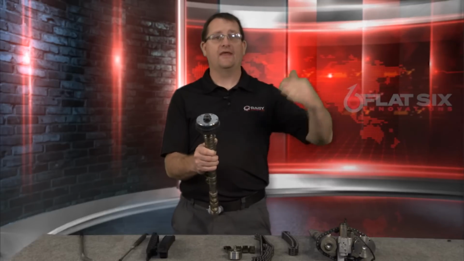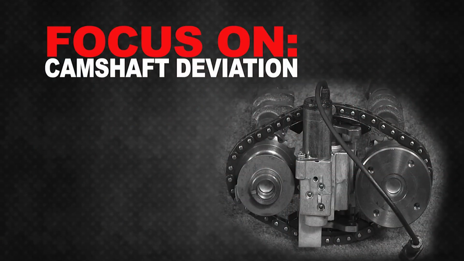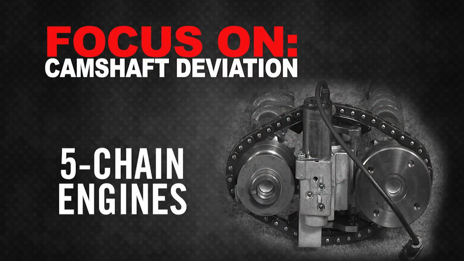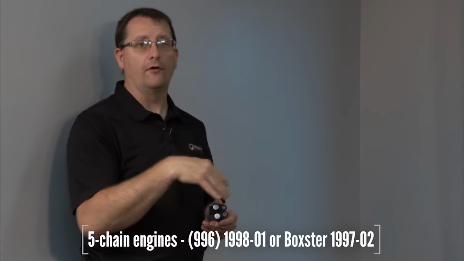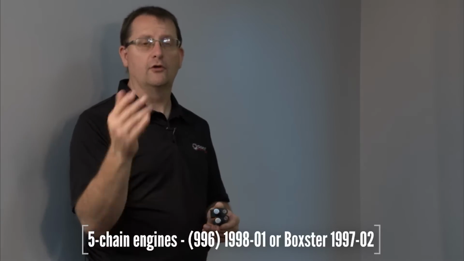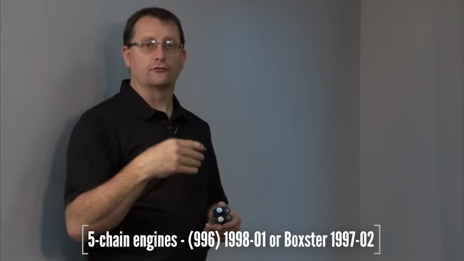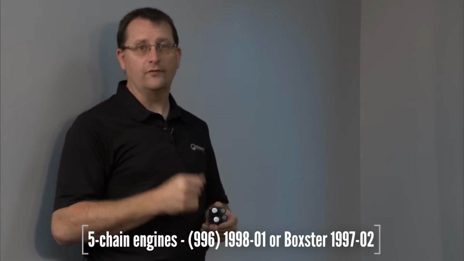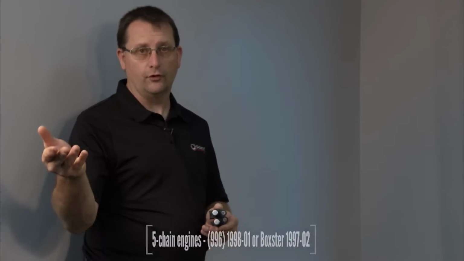You're going to see just how many more things can be responsible for camshaft deviations in the early engines that had 5 timing chains, more wear pads, and more question marks. We're going to spend more time on the 5-chain issues, go over a few things about where the sensors are located, and how those sensors report the deviations to the DME, or the engine control unit.